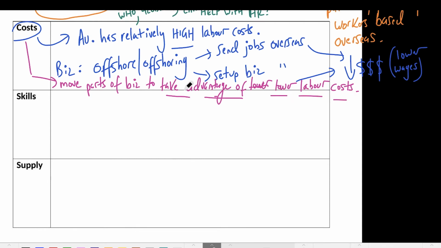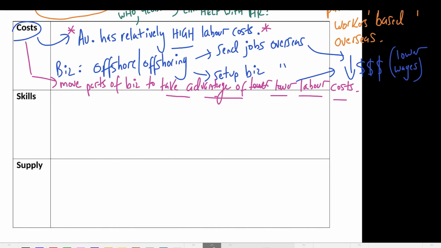And part of that is relevant because Australia is known for its relatively high labour costs. So we're not getting into the pros and cons of this strategy, we're just saying that this is an HR strategy to try and address costs.